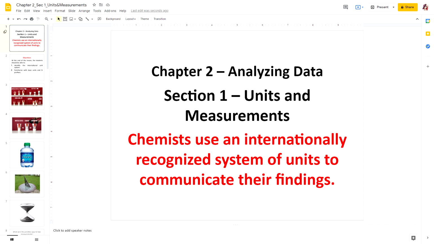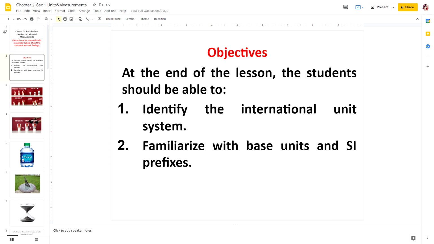So for today, we are going to start with analyzing data, particularly units and measurements. Chemists use an internationally recognized system of units to communicate their findings. In this lesson, we have two objectives, and that is to be able to identify the international unit system and to familiarize with base units and SI prefixes. So, SI means System International.